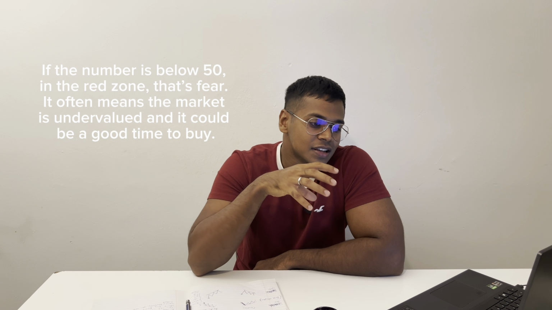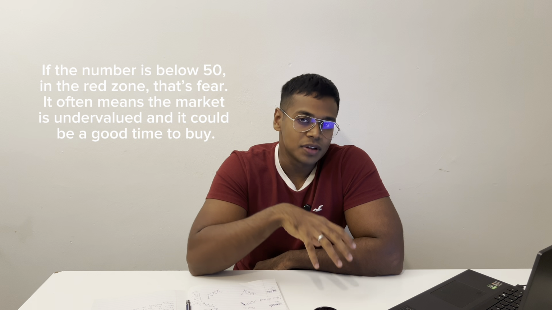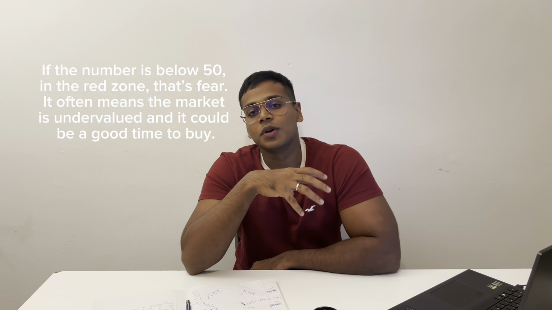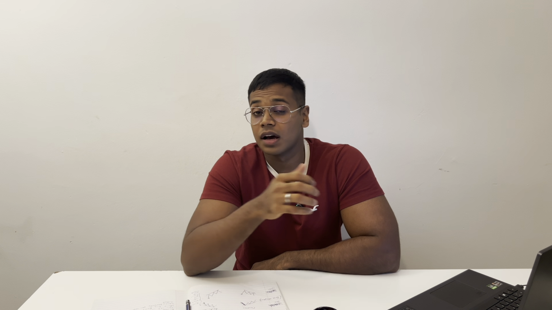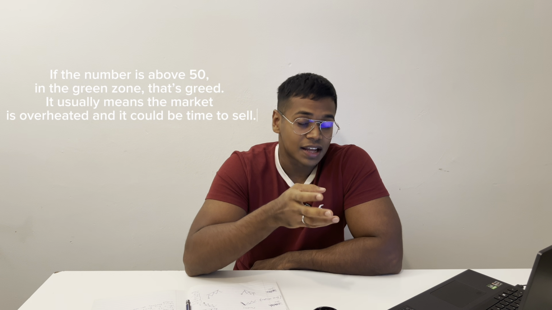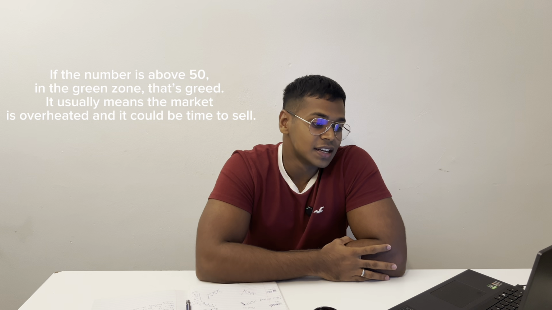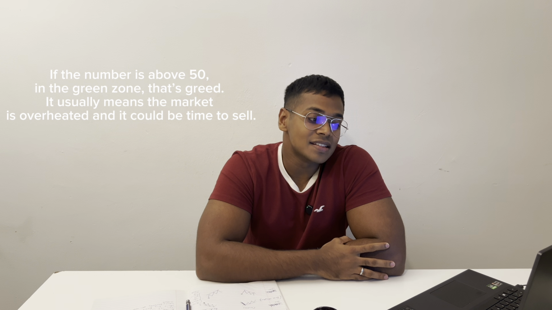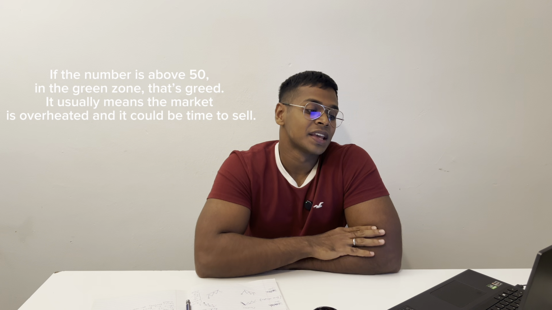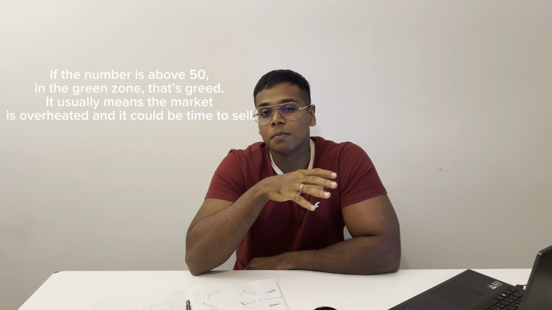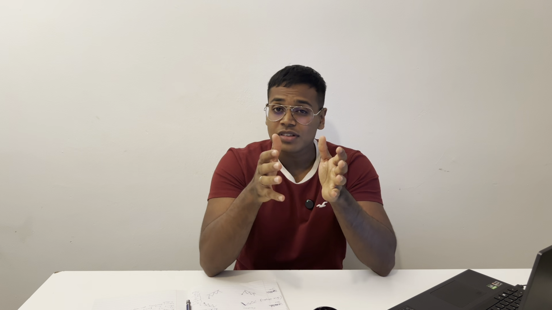it means the market is undervalued and it could be a good time to buy, like load up on some coins maybe. And if the number is above 50 and in the green zone, which is considered the greed zone, it means the market is overheated and it could be the best time for you to get out of the market and sell everything you have. And there is a neutral level as well.